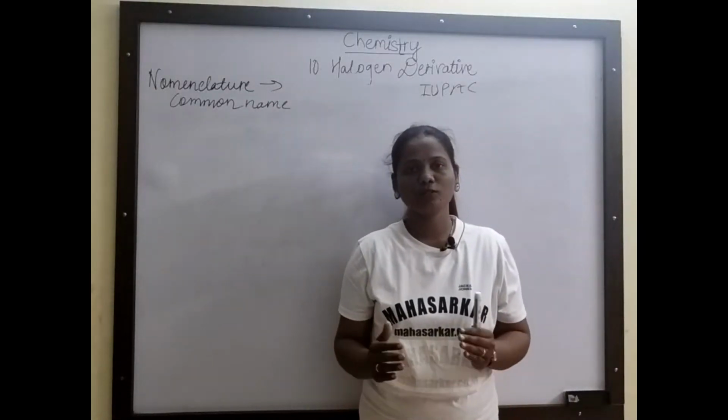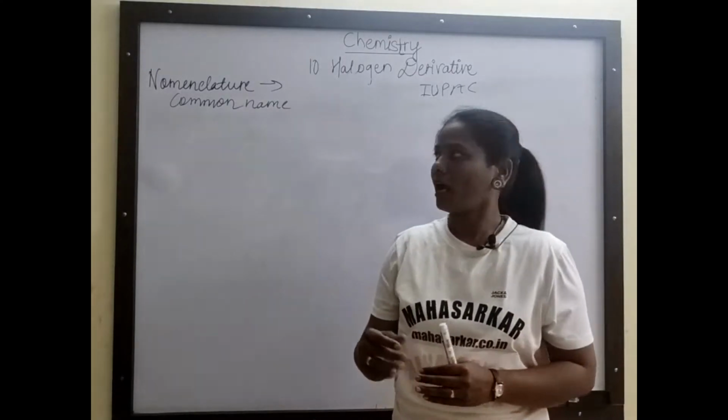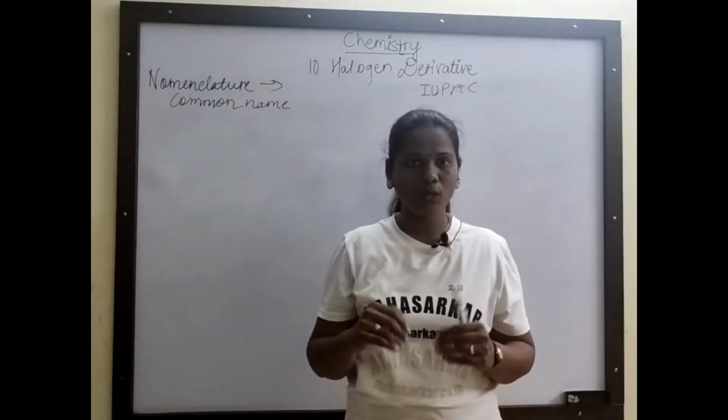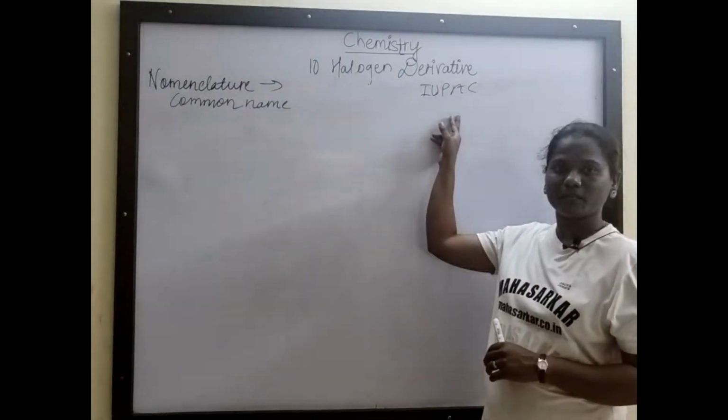Let us move forward to see the next point of the halogen derivative, that is nomenclature. How to give the names to the halogen derivative compounds. There are two types. One is the common name system. Another one is the IUPAC name system.